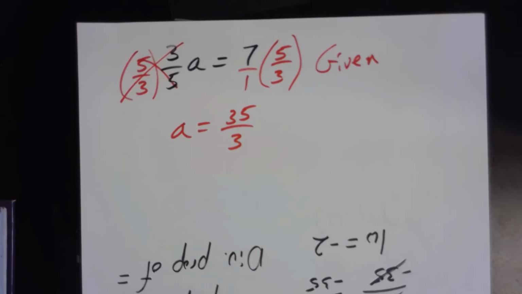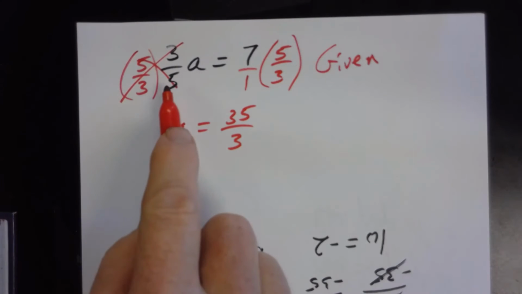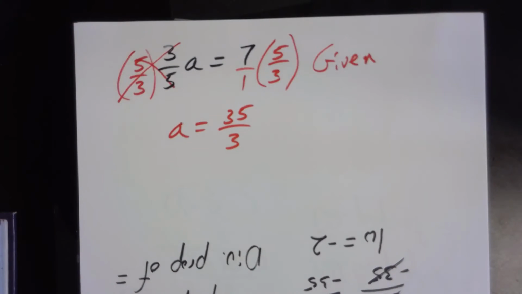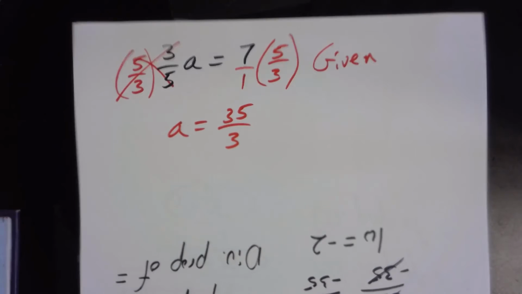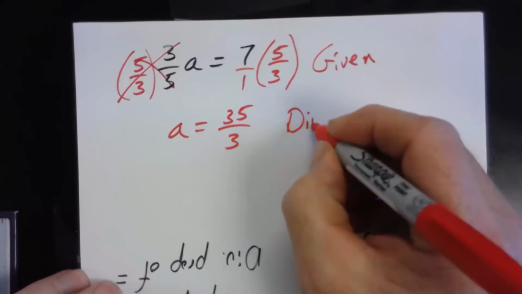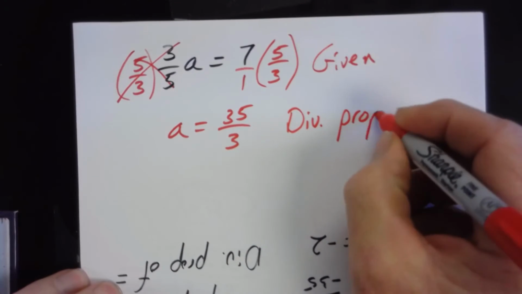I can see an argument, but I think we're dividing. Right? How do you divide by a fraction? You multiply by its reciprocal, right? So, yeah, there you go. So on that one, I hope you would say the division property of equality.